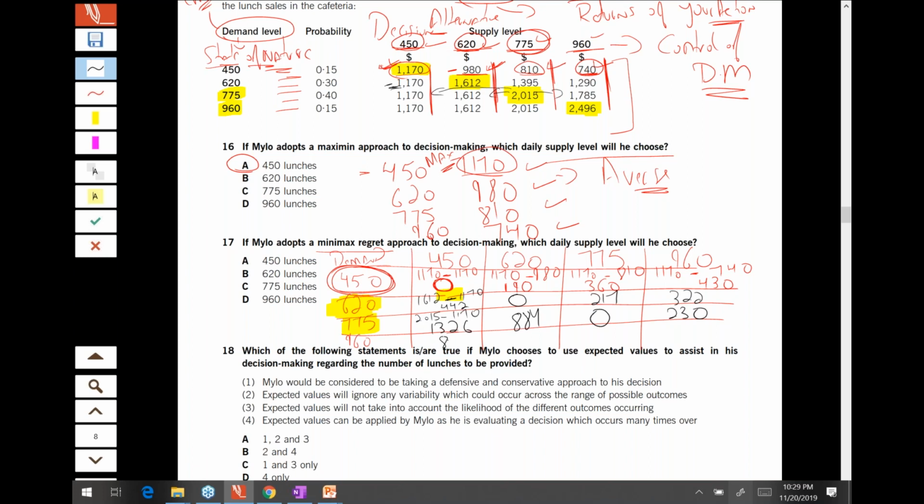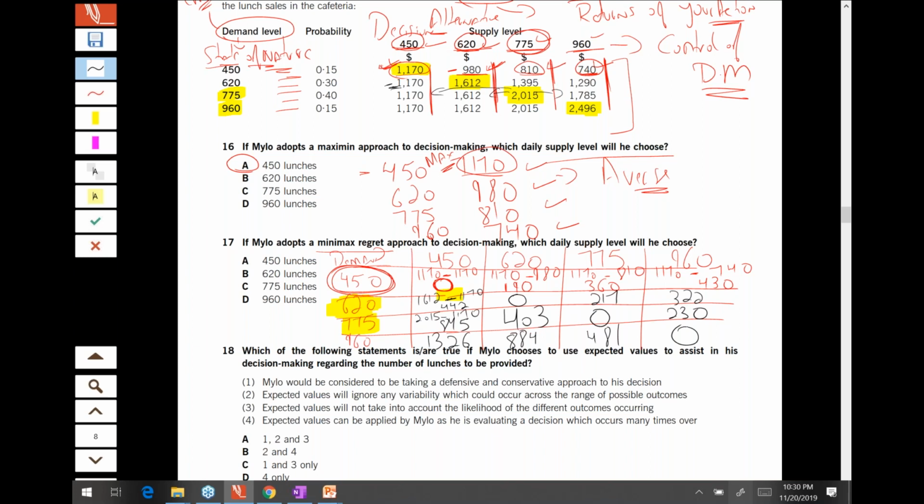Just a small mistake, I just wrote this wrong. For 775, it's 845 regret, and it's 403. Okay, 845, 403, then it's 0, and then at the last it's 230. For the last one, it's 1326 regret, 884 regret, 481, and it's 0. Okay, so I hope this is clear to all of you.